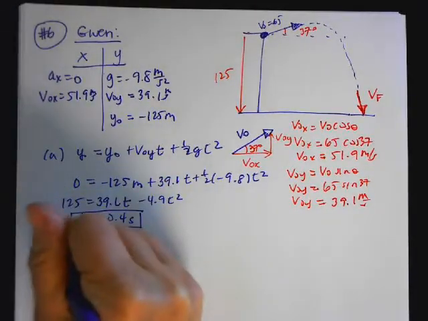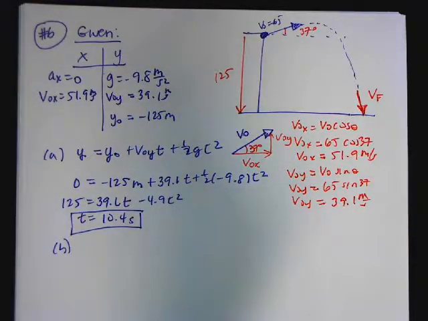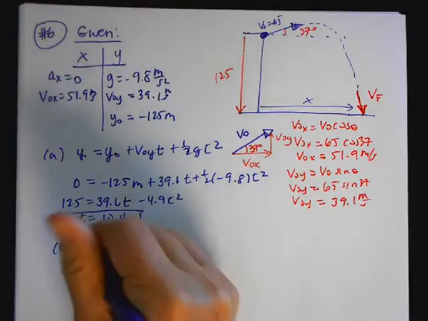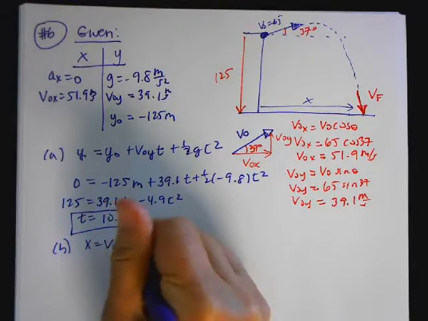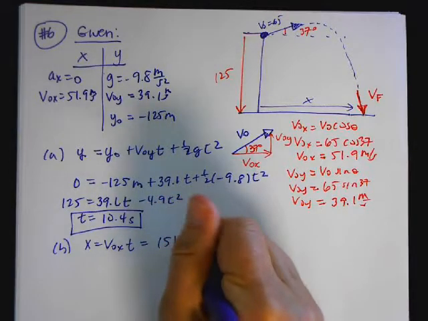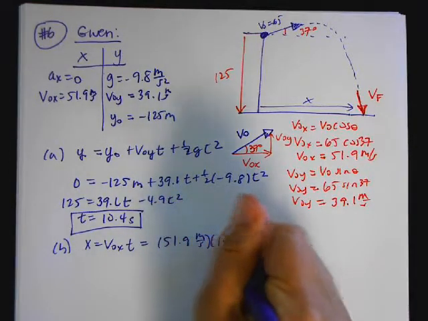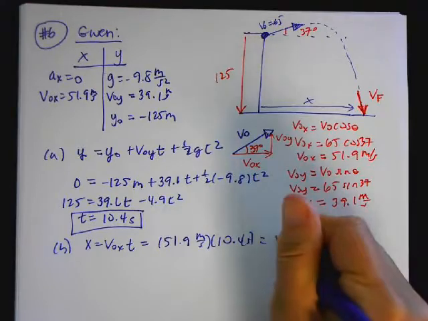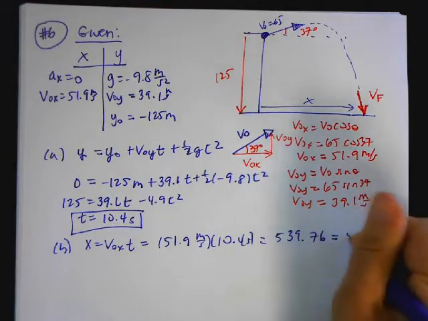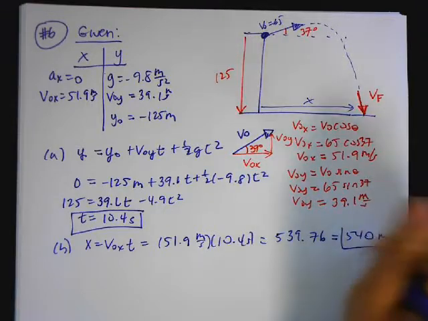For part B, it says determine the range. So the range is this horizontal displacement x. So x is equal to v naught x t. Remember, the 1/2 a t squared is 0. So 51.9 times 10.4 seconds is equal to 539.76, which is equal to 540 meters.